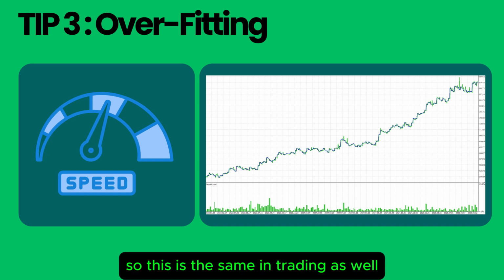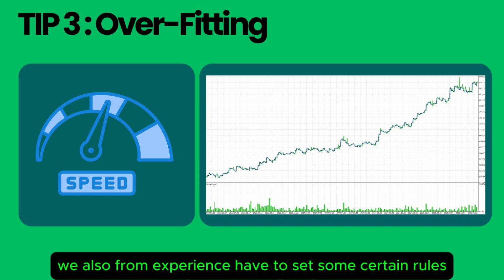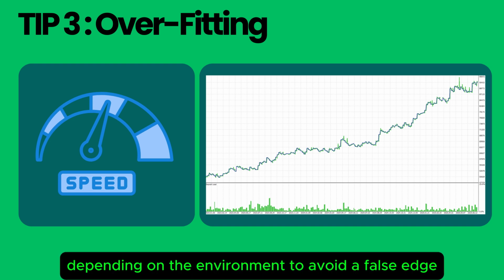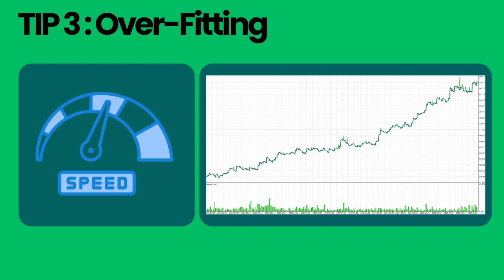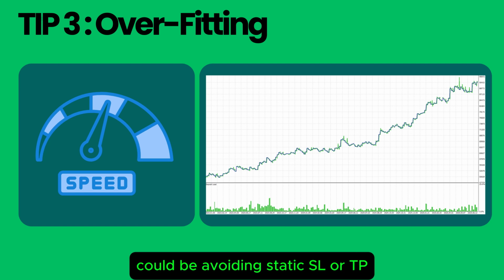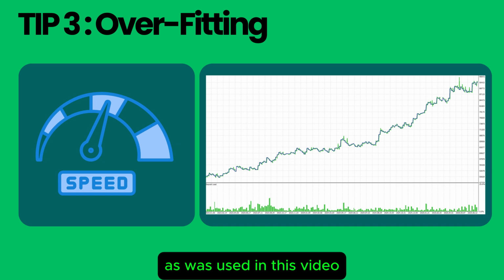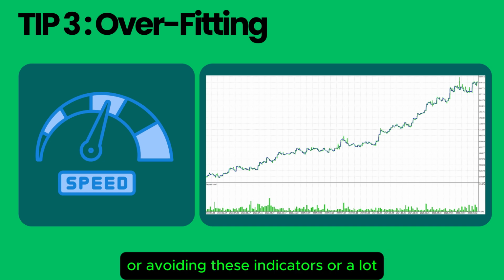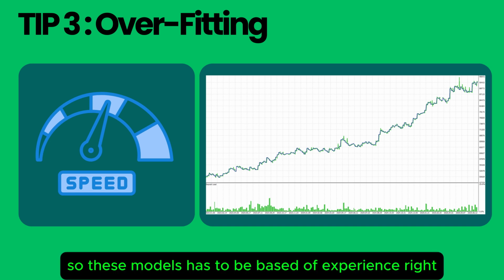So this is the same in trading as well. We also, from experience, have to set some certain rules depending on the environment to avoid a false edge. Now, these rules in this case could be avoiding static SL or TP as was used in this video, or avoiding these indicators, or a lot. So these models have to be based on experience, right?